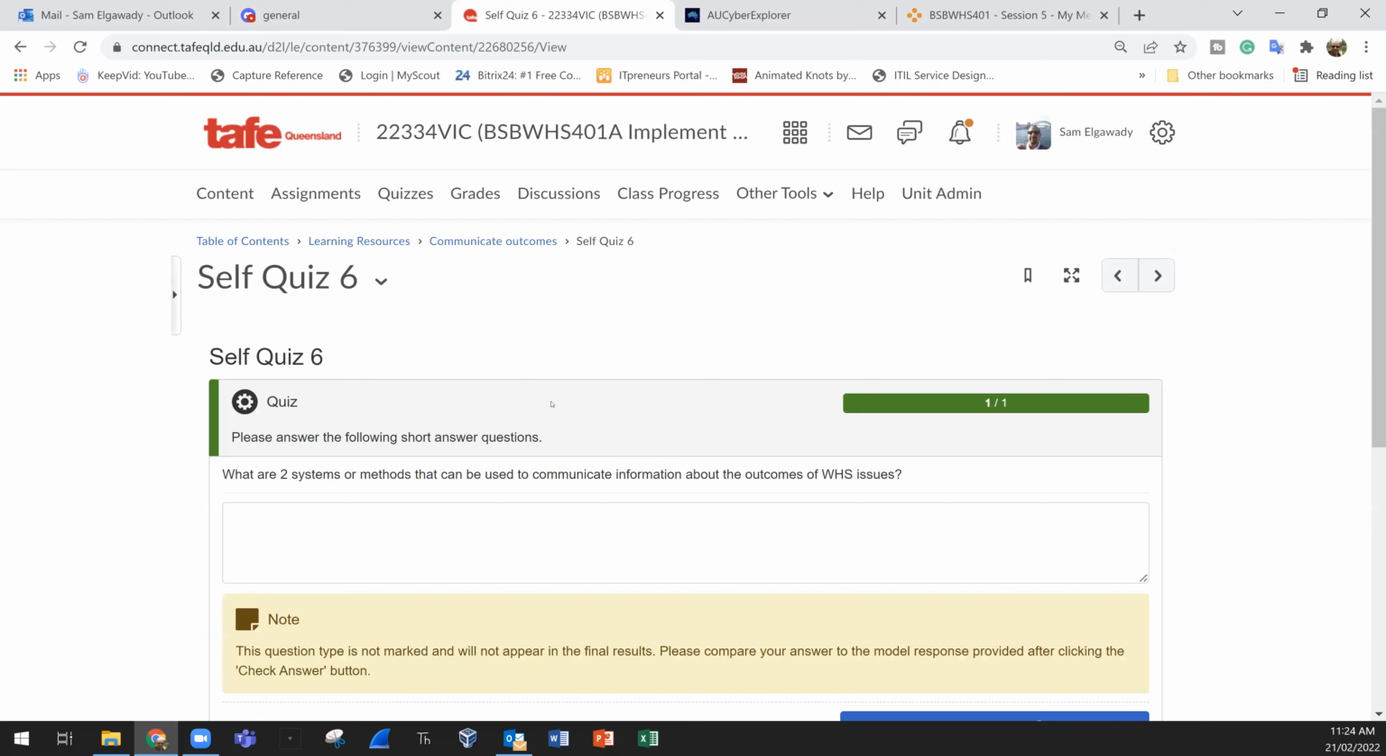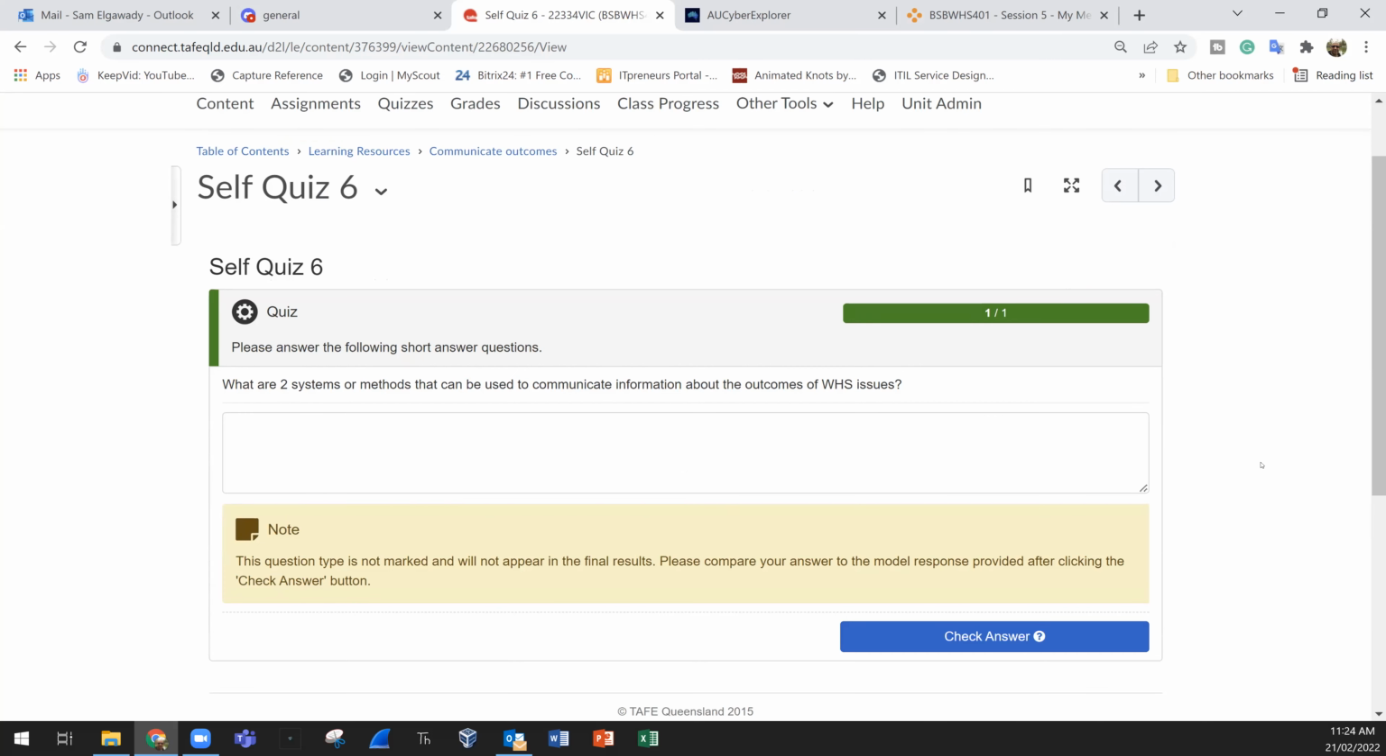The next page, it's self-quiz. What are two systems or methods that can be used to communicate information about the outcomes of WHS issues? If any of you can come up with a new idea or some input here, something outside of the box, how can we convey the message? Please share, on chat, or you can unmute and tell me if you have some ideas other than what we discussed.